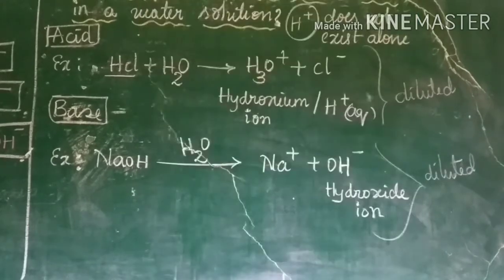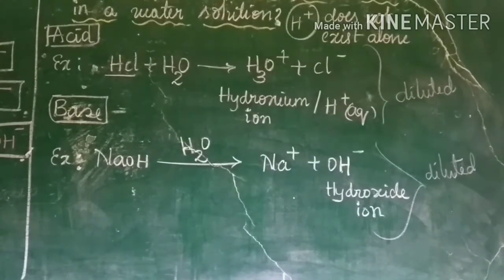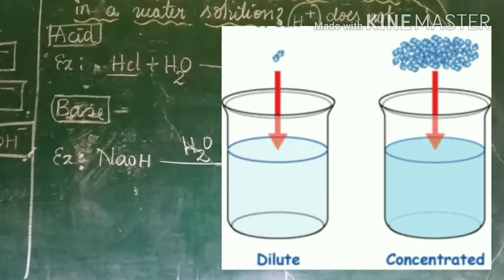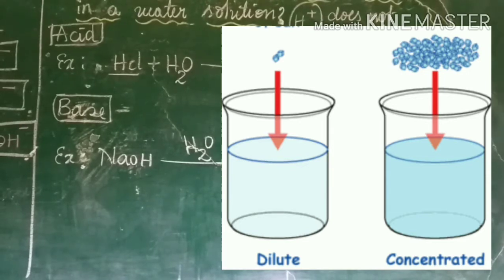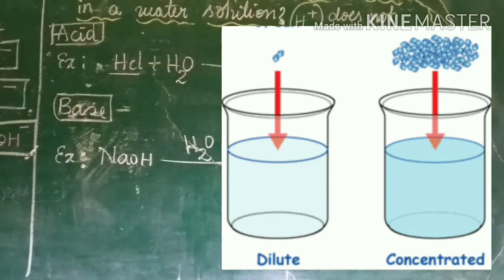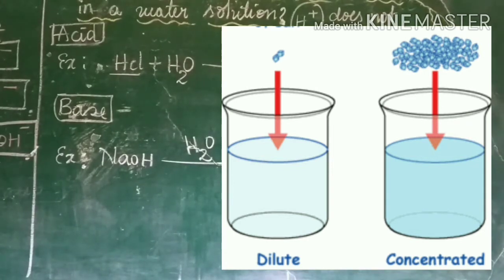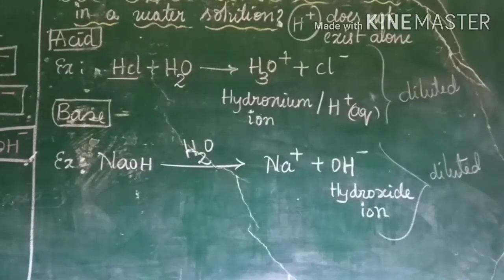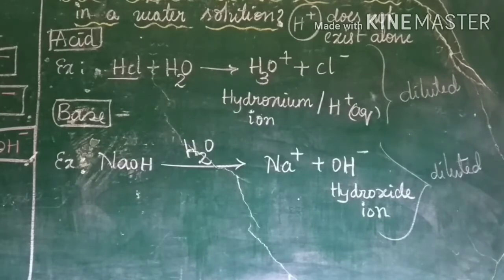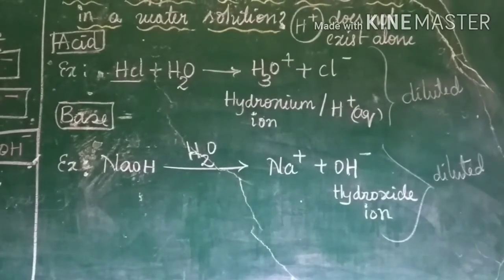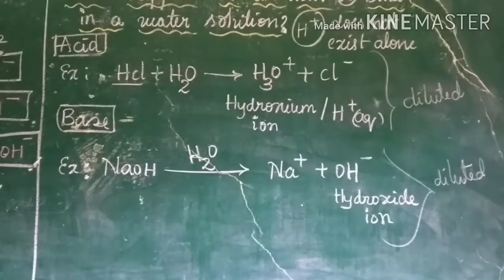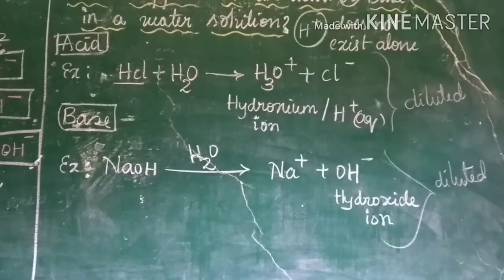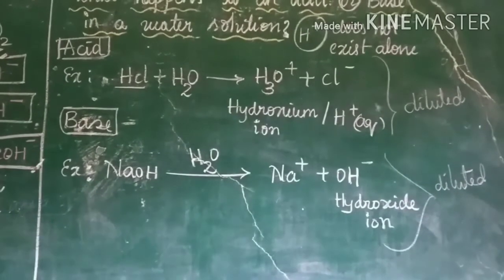Mixing an acid or base with water results in a decrease in the concentration of ions per unit volume. Such a process is called dilution, and the acid or the base is said to be diluted. Listen, children, when water is added to the acid or the acid is added to the water, the concentration of ions decreases. The solution is said to be diluted. That process is called dilution.